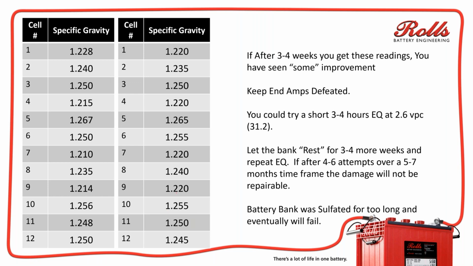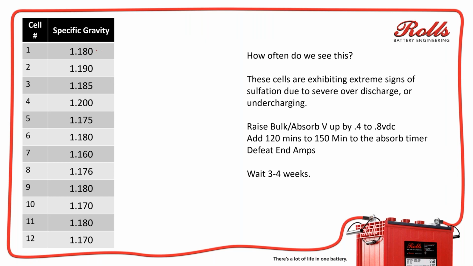If you have a specific gravity report like this, where you've got 1180, 1190, 1185, 1200, 1175, same thing. You've got to get more aggressive on your settings, but there's a good chance that if the battery sat like this for a very long extended period of time, you're not going to be able to recover it. So you want to be very careful with that.